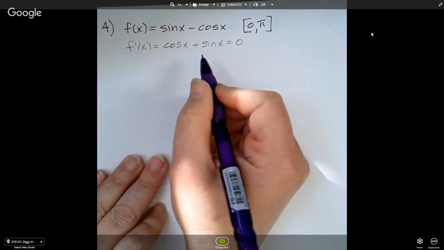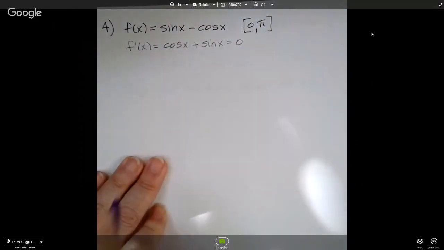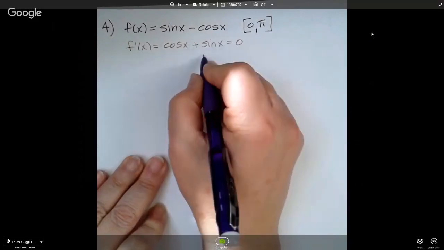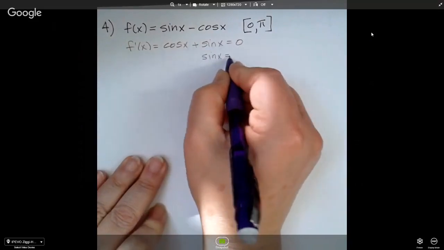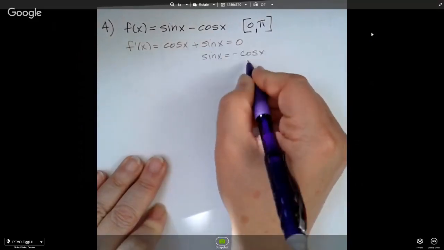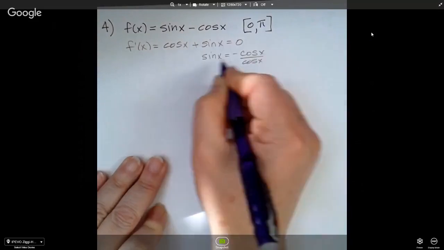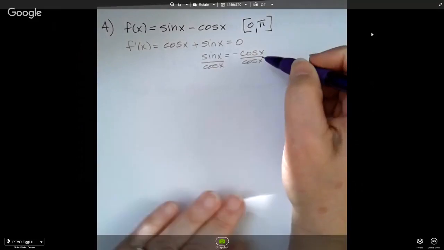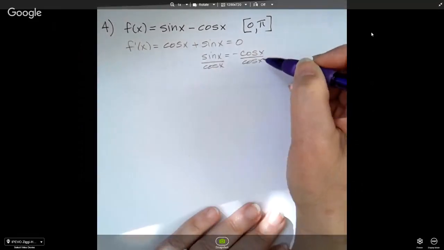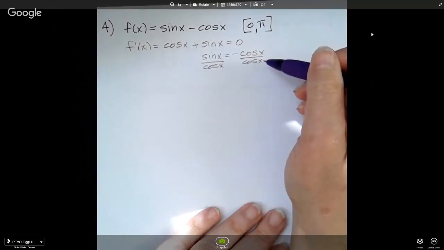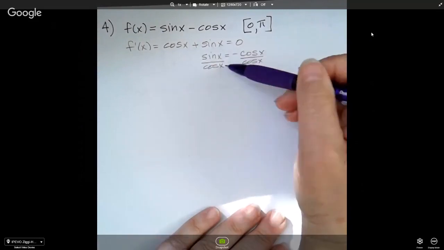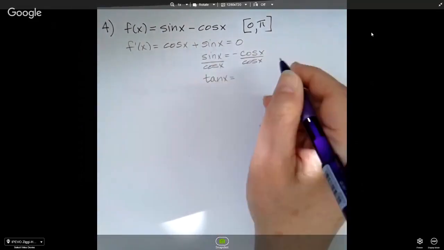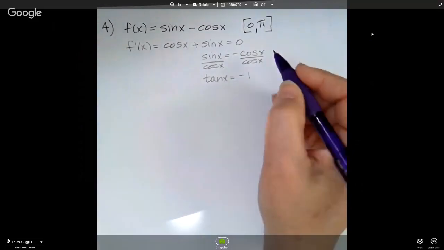Now, rolling back the tape to pre-cal, what you do when you have a sine and a cosine and there's a 0 in the equation with it, is you move the cosine over and you divide by cosine. Now, I told you a long time ago not to divide by a trig function. If it would go away, you'd lose a solution. But this cosine doesn't go away, it gets embedded into the sine over cosine, which is a tangent. So tangent of x is equal to -1.